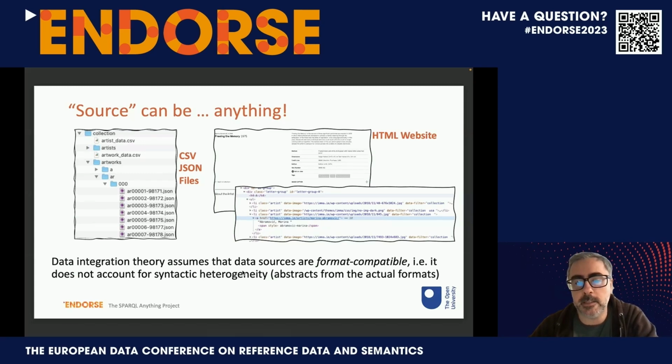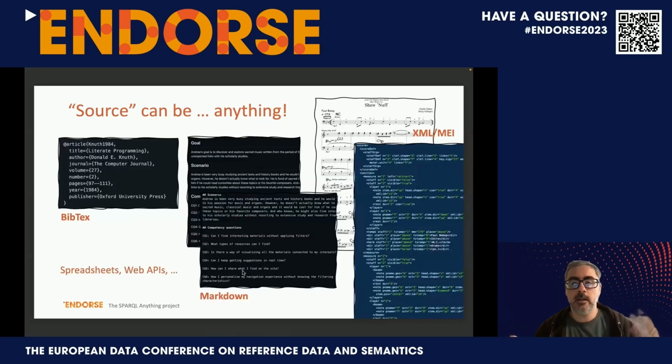Clearly they can be CSV, JSON, XML, which are typical formats. But in our project, this has been extended significantly. We found that we needed to integrate data from BibTeX files, to query Markdown files, documentation files, to build knowledge graphs for competency questions, for example. We needed to query web APIs, spreadsheets, and even musical scores in a quite complex XML structure.